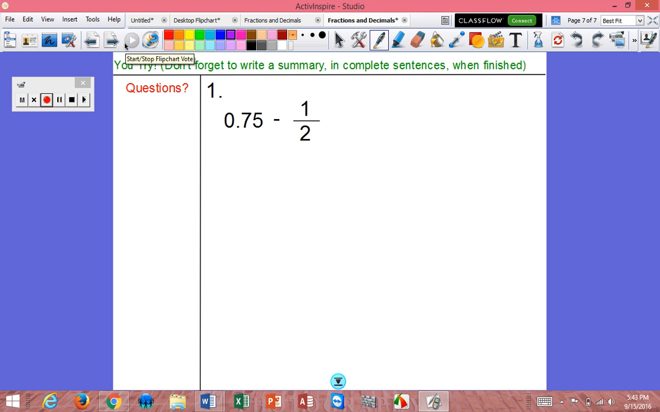Alright, now it is time for you to try. You have 0.75 minus 1/2. So you're either going to have to change your decimal to a fraction or change your fraction to a decimal, as long as you don't get a repeating decimal. So make sure you get your question answered and have all your work shown in your spiral, and I will see you next class day.